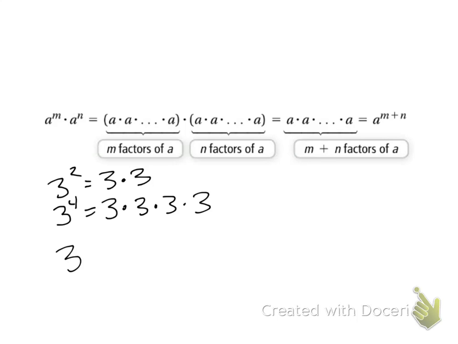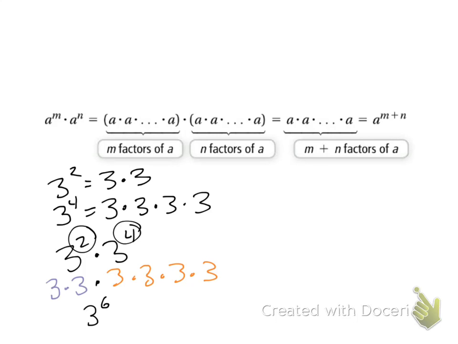Well, what if we multiply those together? 3 squared times 3 to the 4th. Well, 3 squared is just 3 times 3. And then we need to multiply it by 3 to the 4th, which is 3 times 3 times 3 times 3. So how many 3's do we have there? Well, we have 6 3's, right? So this is 3 to the 6th. The other way we could have gotten it was by adding these two exponents, right? That's 3 to the 2 plus 4, which is just 3 to the 6th.